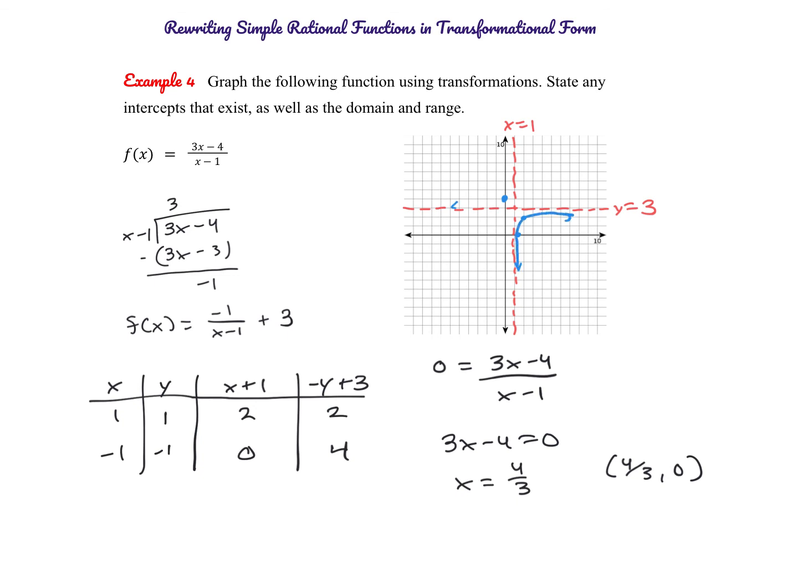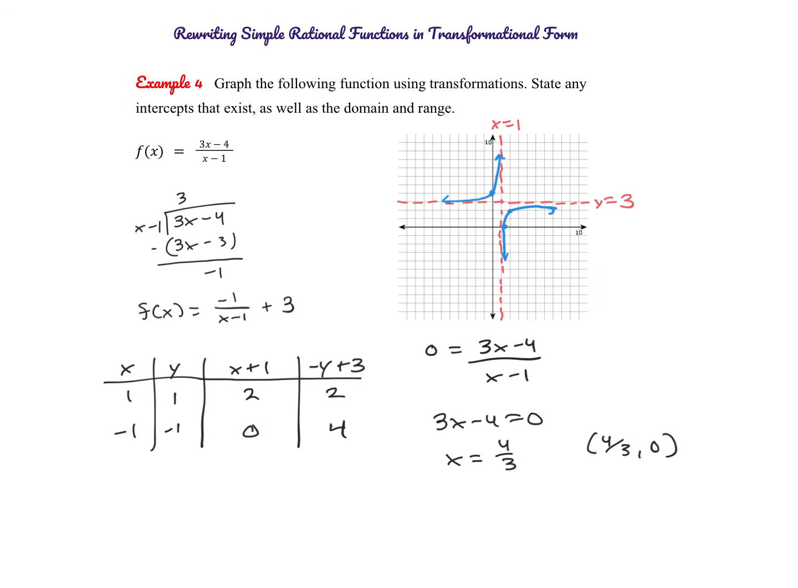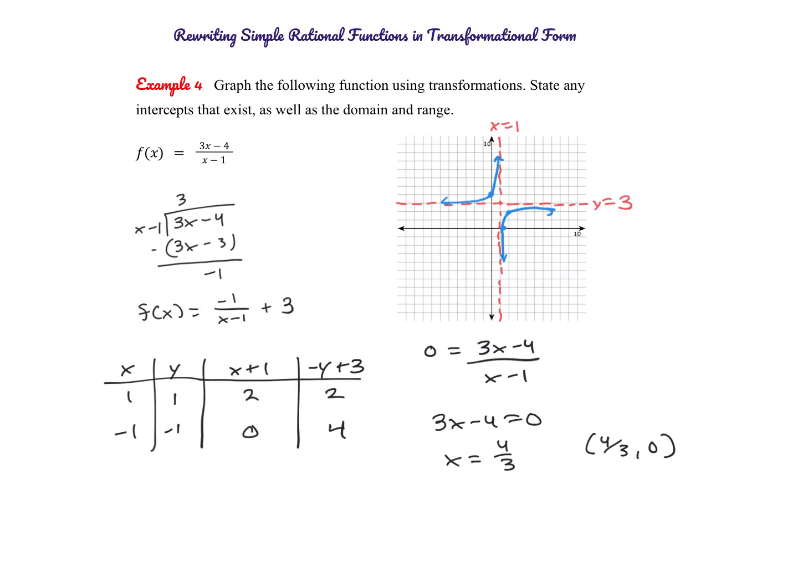So we get a graph that looks like this. Oh, and our domain and range, sorry about that. So our domain is going to be everything except for 1. And our range is going to be everything except for 3. And we are all set.